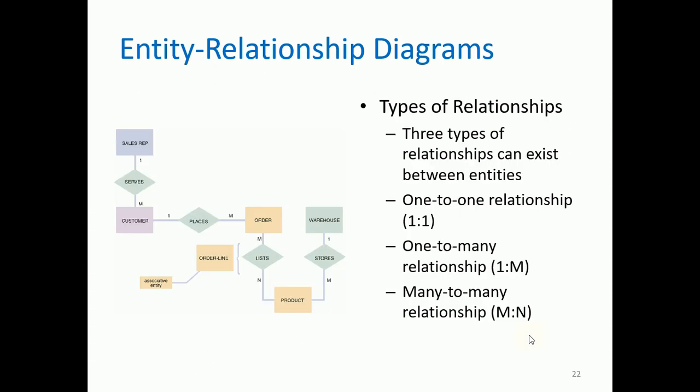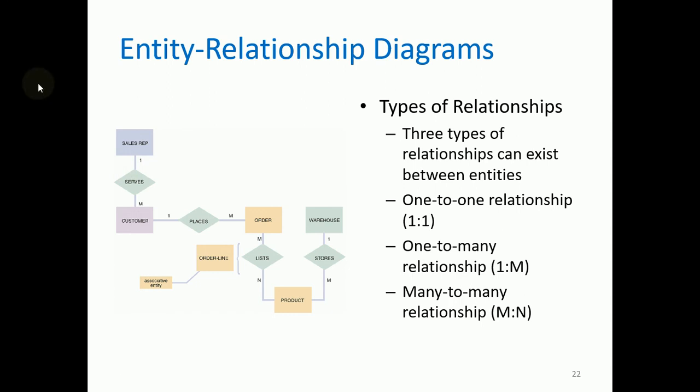Next, after you identify the entities and their relationships, you have to put the cardinality. Three types of relationships can exist between entities: one-to-one, one-to-many, and many-to-many. As I've already mentioned, an entity relationship diagram is similar to a class diagram because they also use cardinality. But the difference is that class diagrams represent objects while entity relationship diagrams represent entities. Here is an example of an ERD. Just like the class diagram, it is read as one sales rep serves many customers, or you can read it backwards, changing from active to passive voice.